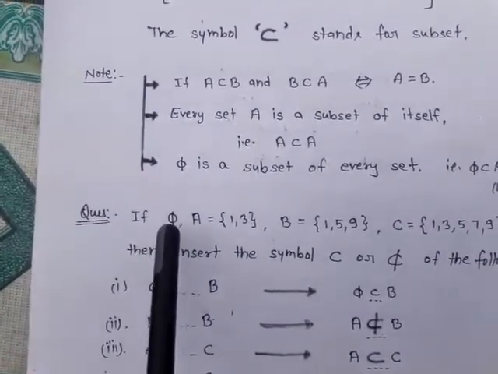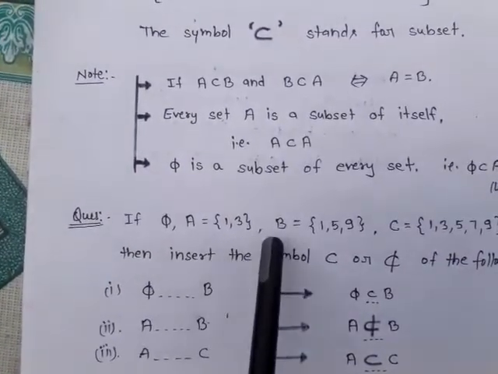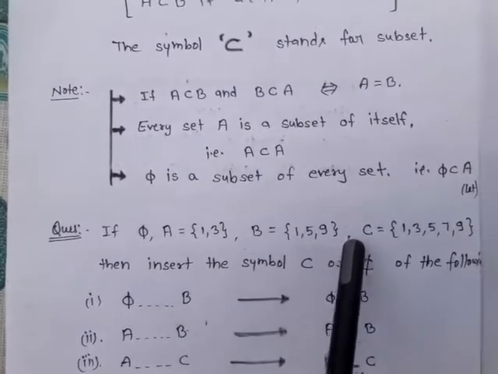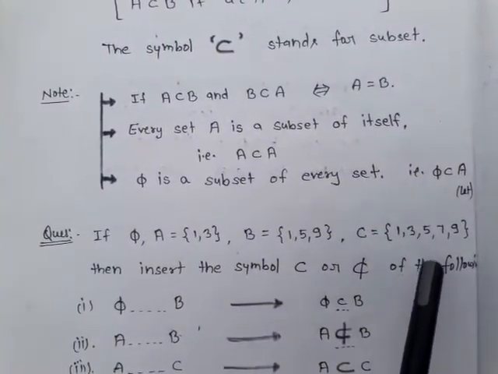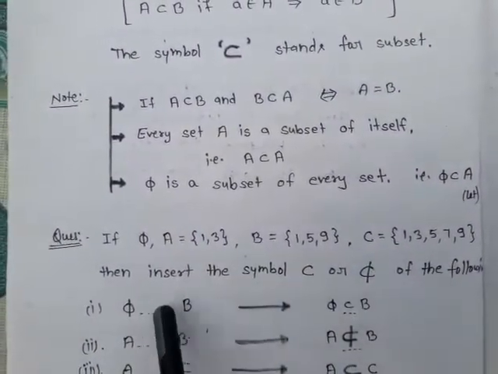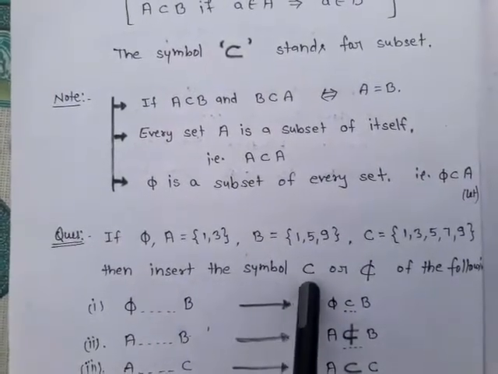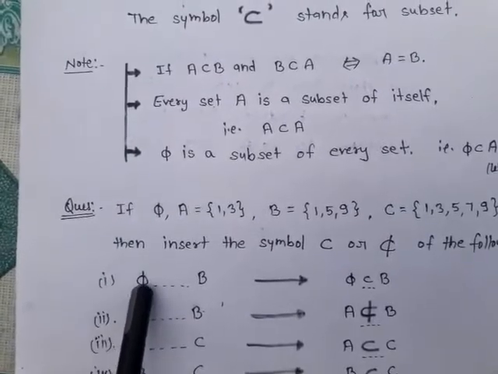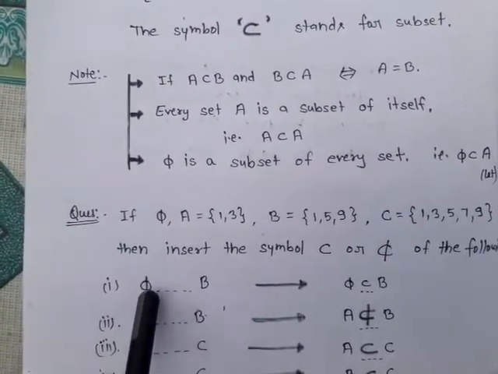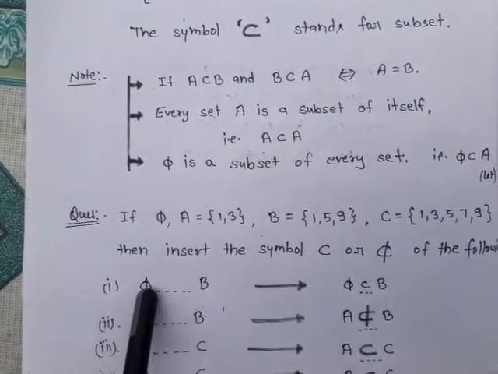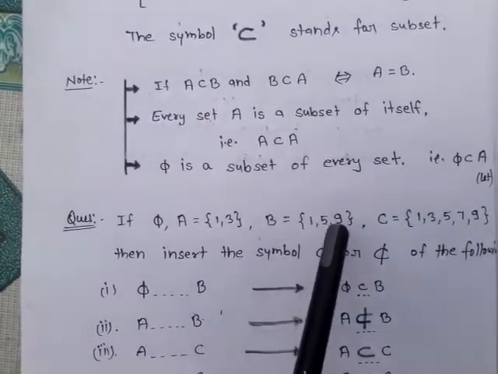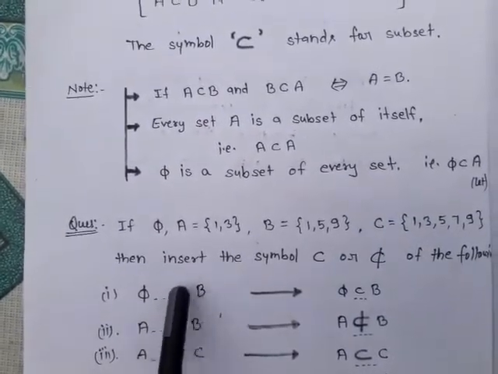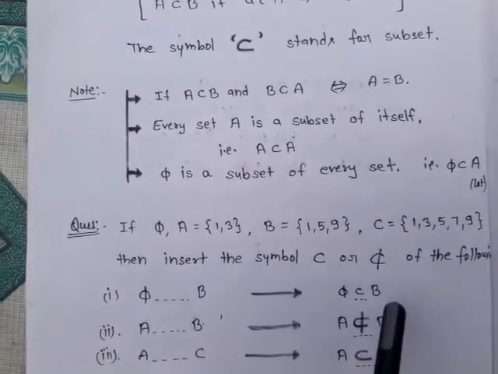If capital A is equal to {1, 3}, capital B is {1, 5, 9}, capital C is {1, 3, 5, 7, 9}, and this is our fourth set, then insert the symbol ⊂ or ⊄ for the following. First, phi and B. We know that phi is a subset of every set. Now B is the set {1, 5, 9}. So phi is a subset of B.